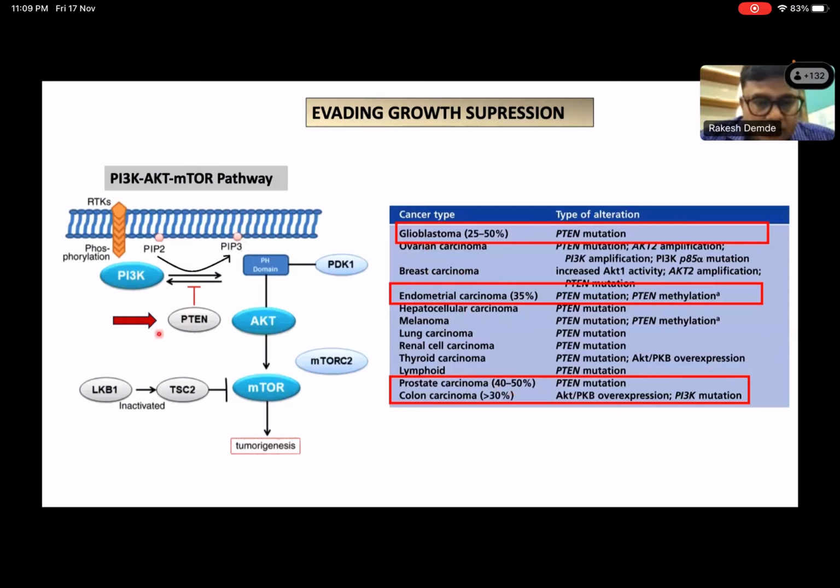Whenever this PTEN gets mutated, there is no brake, and the PI3K AKT mTOR pathway is activated, and this is a proliferative signaling pathway, and you get a lot of proliferation signal, and it further translates into tumorigenesis. So PTEN alteration is seen in solid tumors, and we have examples where it is seen predominantly. In endometrial carcinoma, we also have some PTEN methylation, which is an epigenetic change, which we'll discuss further. Apart from mutation, if the promoter region of PTEN is methylated, the functioning of PTEN will not take place, and there is a loss of this suppressive effect.